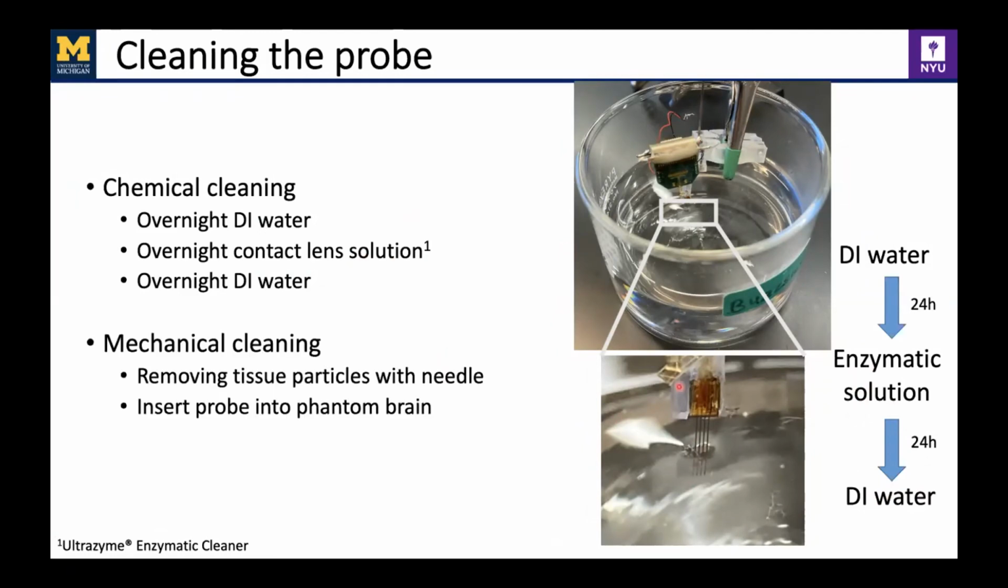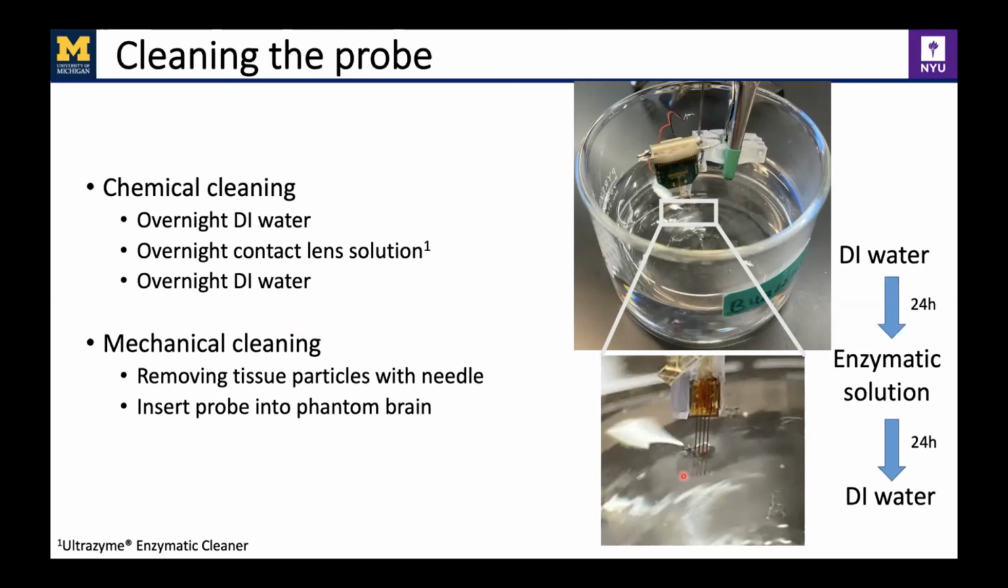And sometimes you can have some tissue particles build up between the shanks, and then you could do some mechanical cleaning, inserting a fine needle between the shanks to remove those tissue particles, or you can just insert the probe into a phantom brain and then push the tissue or any mechanical particles away from the recording sites.